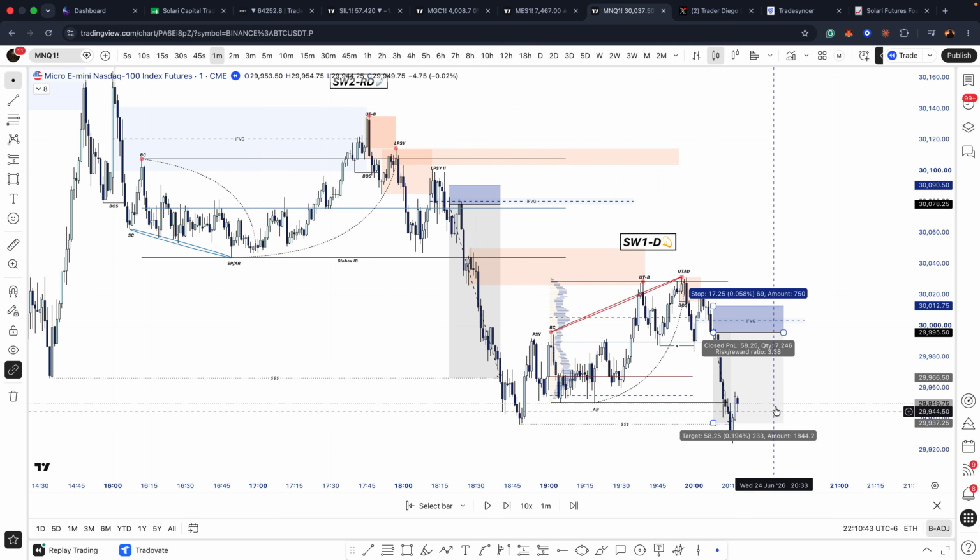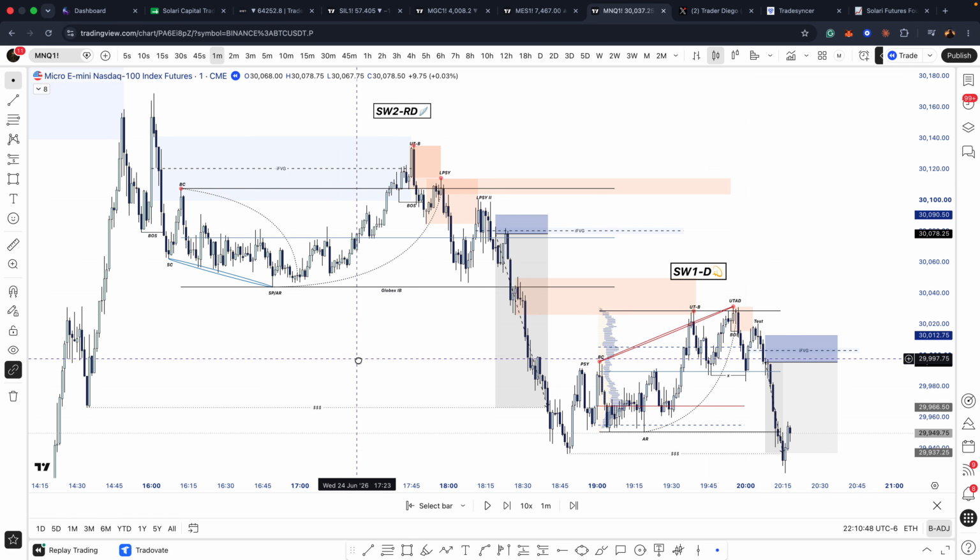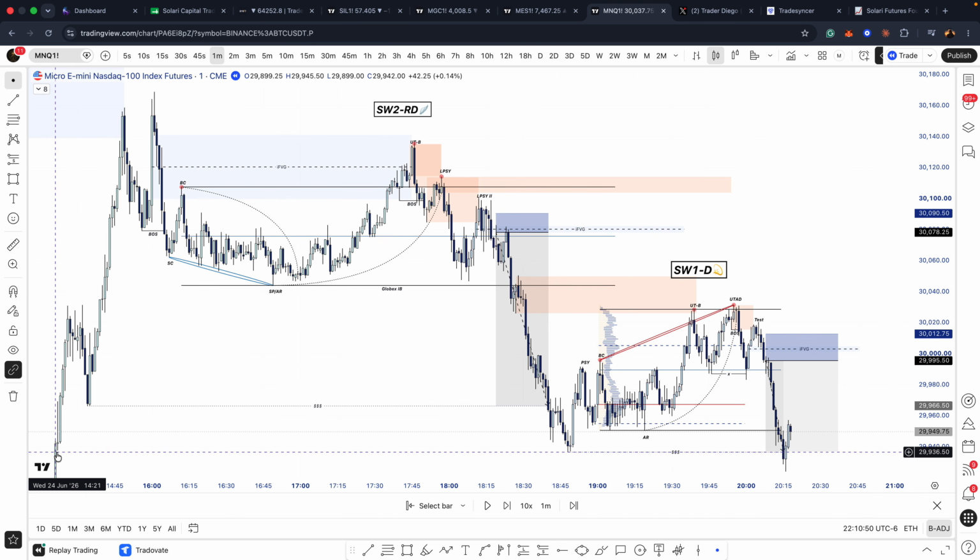So lots of different ways you could have got in this trade. Lots of RR to be made pretty much every session on NQ. So I will leave that here for you guys.